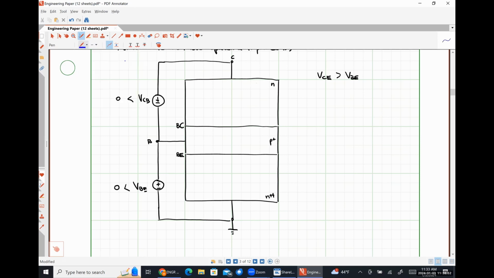This is a quick aside here. So VCE is VC minus VE, which could be expressed as VC minus VB plus VB minus VE, which is VCB plus VBE, just going through things here, right? So VCE will always be greater than VBE in a forward active because we know that both of these voltages are positive quantities.